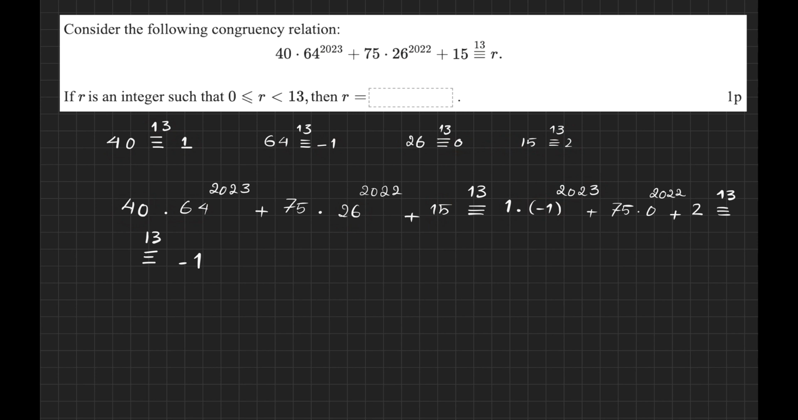Yes. The next one, this number is of course 0. 0 to any power is 0. So when I multiply it by 75, it remains 0. And then instead of 2, I just simply write 2 itself.